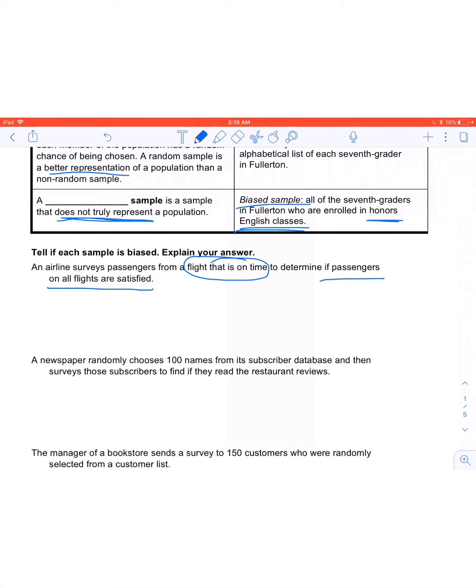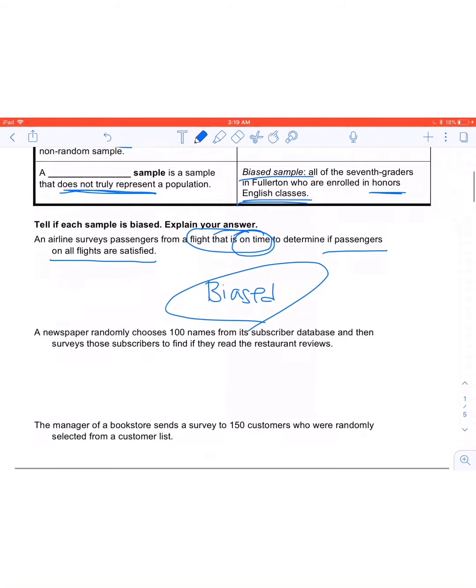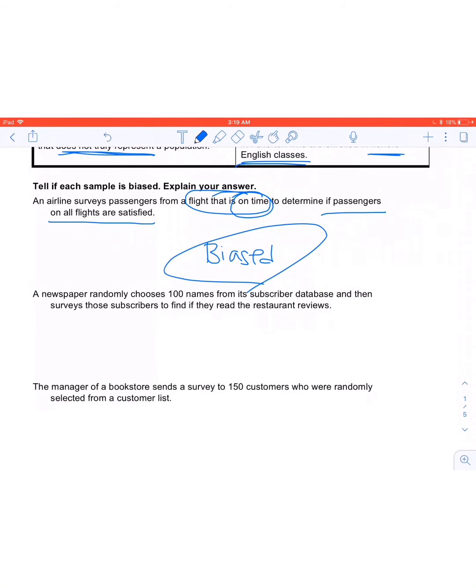So what are the chances that these passengers are going to be satisfied or not? So think about it. If the flight is on time, wouldn't they be more likely to be satisfied with their experience? Probably yes. So it would be a biased sample. The result will come out to be like they're 100% satisfied with the experience because of the people who they asked.